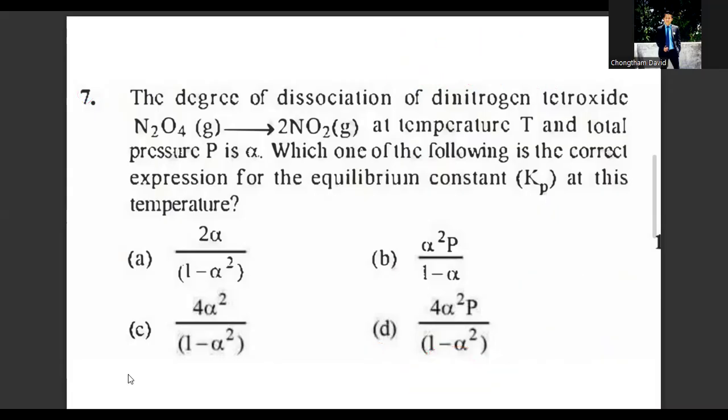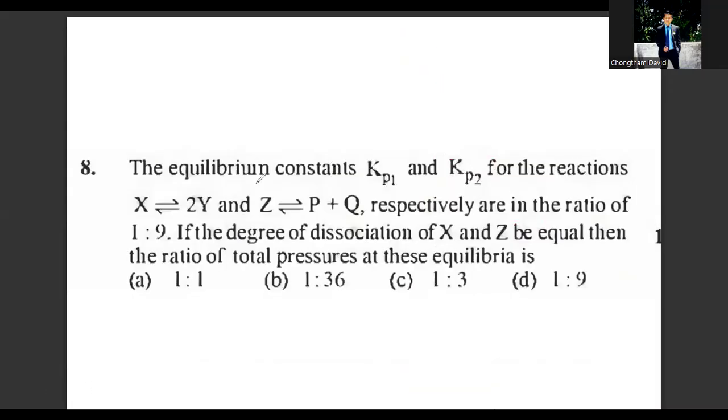I hope it is clear. Let us check question number 8. The equilibrium constants P1 and P2 for the above reactions, X changing to Y, and Z giving P plus Q, respectively, are in the ratio of 1:9. If the degree of dissociation of X and Z are equal, then the ratio of total pressure at these equilibria is.